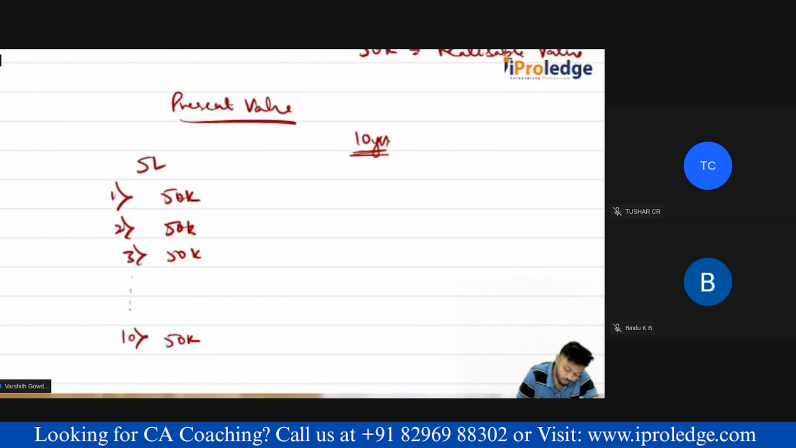So 5 lakh. But am I getting 5 lakh today only? No, I'm getting 5 lakh over the 10 years. So don't you think present value should come in here? So what was present value? The value of today's money and the value of tomorrow's money are two different things. Understanding that? You understood present value now?